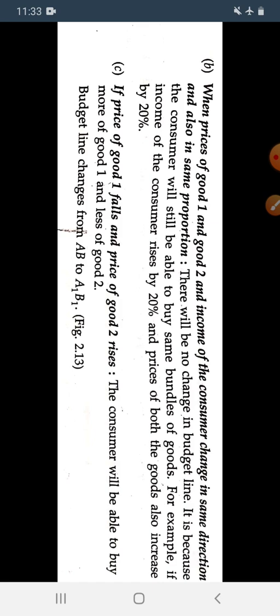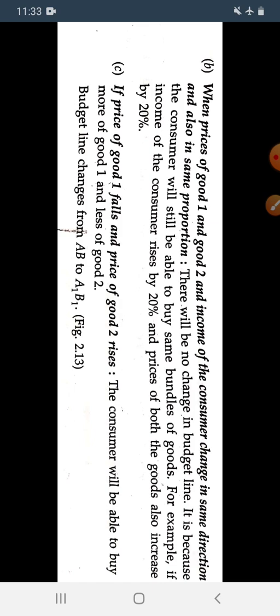Because when the income of the consumer is increasing by 30% or 40% and the prices of the goods are also increasing by 30% or 40%, there will be no shift of the curve, whether leftward or rightward. It is just equivalent to each other. When the prices of the goods are decreasing by 30% and the income of the consumer is also decreasing by 30%, there will also be no change in the budget line.